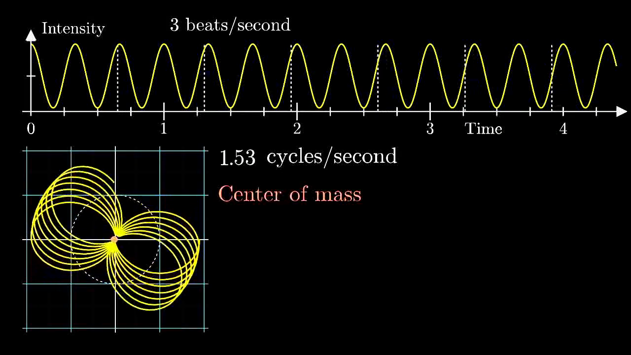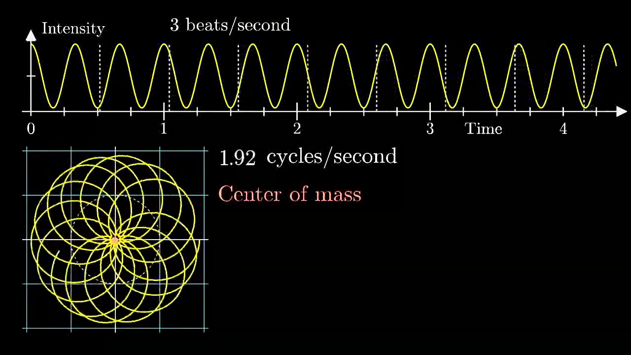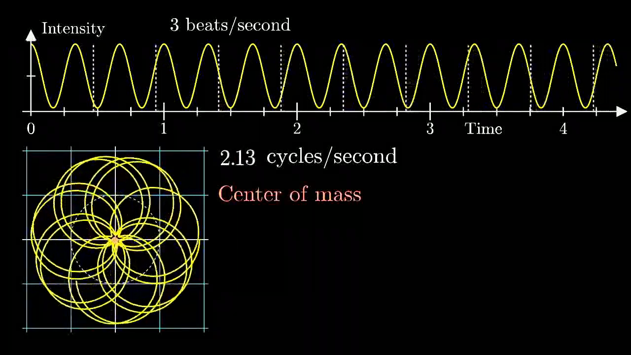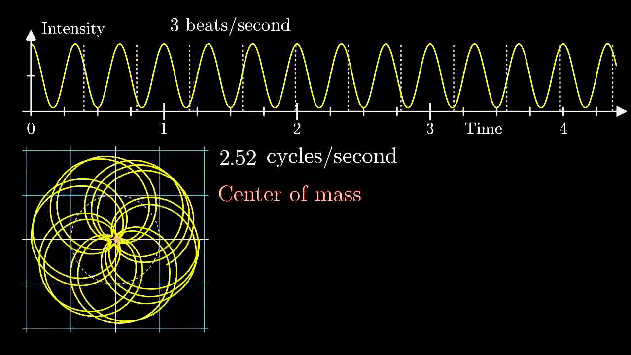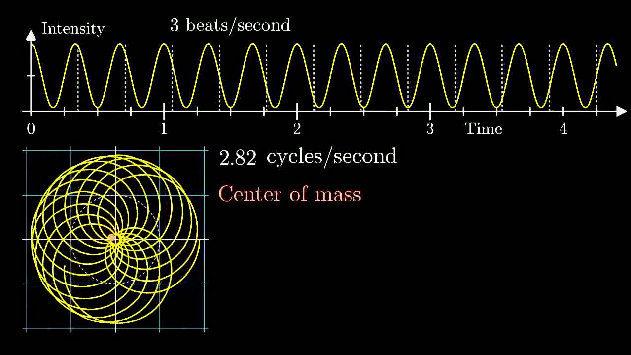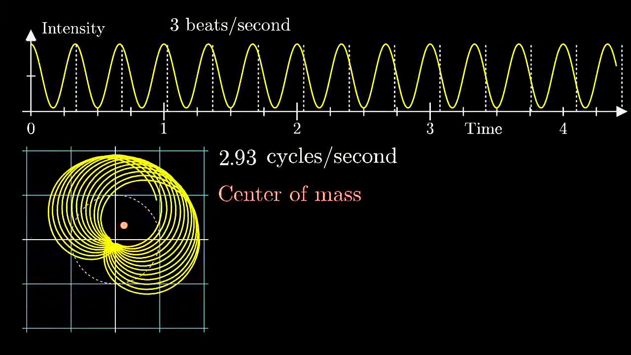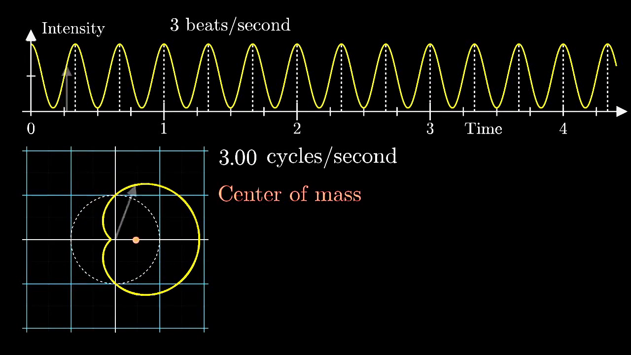And for most of the winding frequencies, the peaks and the valleys are all spaced out around the circle in such a way that the center of mass stays pretty close to the origin. But when the winding frequency is the same as the frequency of our signal, in this case 3 cycles per second, all of the peaks are on the right and all of the valleys are on the left, so the center of mass is unusually far to the right.